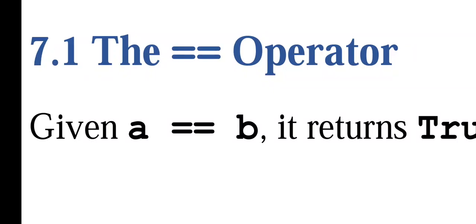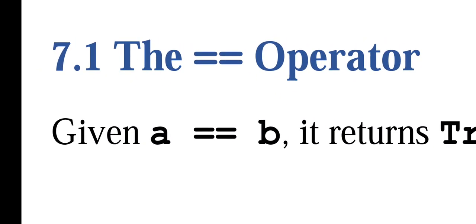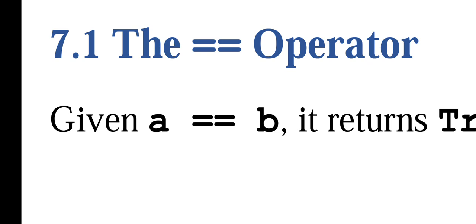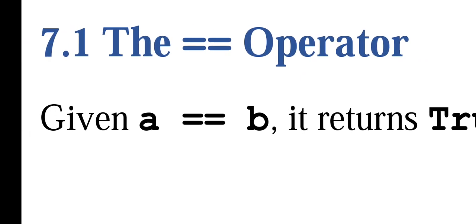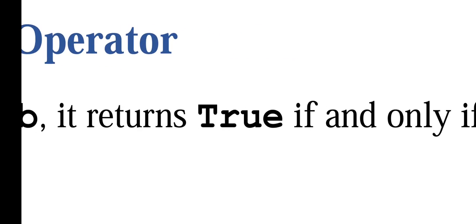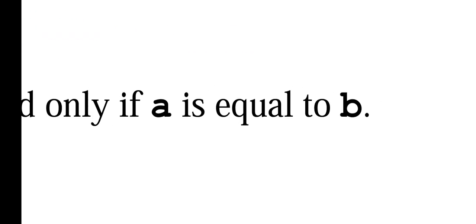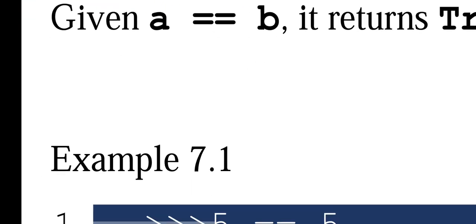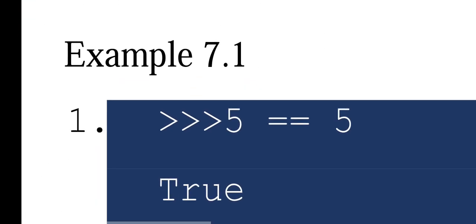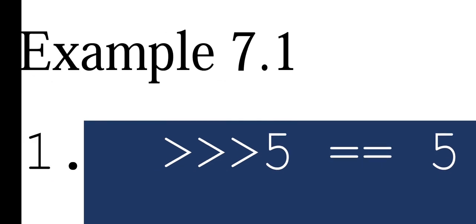The equal to operator in the Python programming language is used to test for equality of two operands given to it. The operator is represented with two or double equal signs. Given A is equal to B, it returns true if and only if A is equal to B. This is the example we have on this very Python comparing operator.